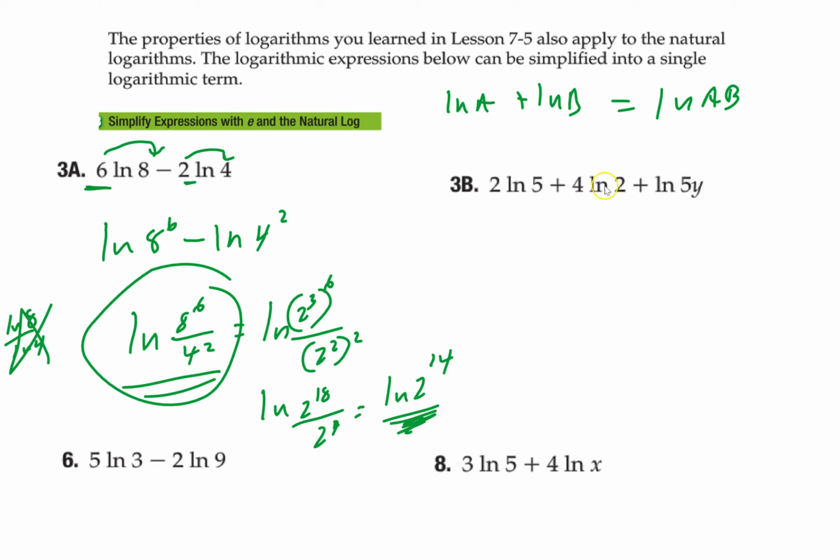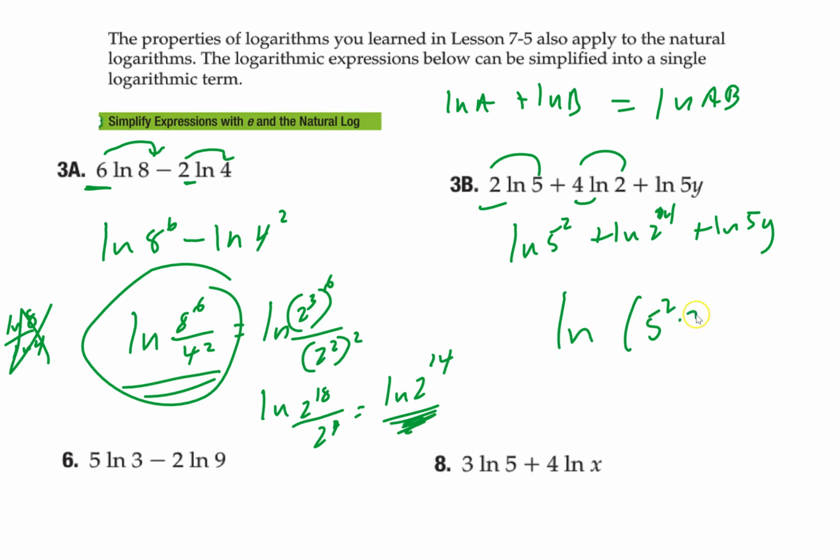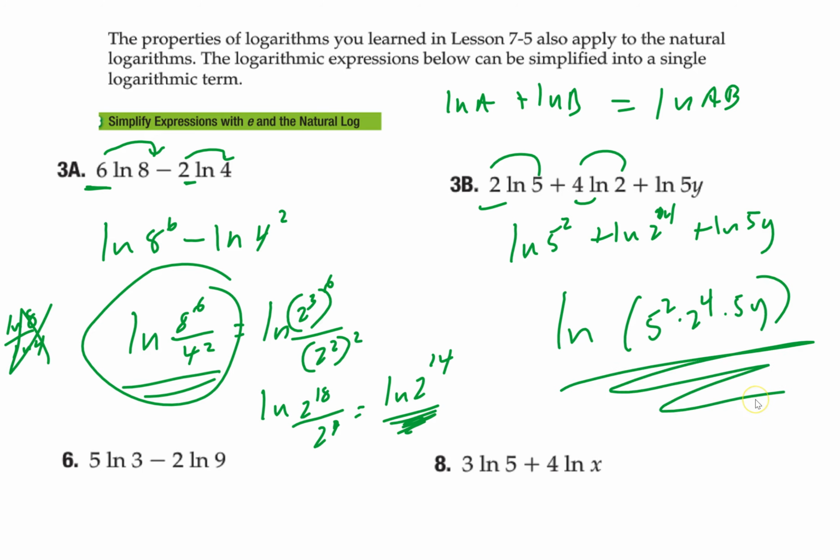Let's look at this one. Same idea, let's condense it. Let's practice condensing. First, these powers go to the front. I love that rule. So natural log of 5 squared, which is 25. Natural log of 2 to the 4th, which is 16. Plus natural log of 5y. So we have all this, and it's all plus. That means multiply it all. So I write one big natural log of 5 squared times 2 to the 4th times 5y. I don't know what that is, I'm just going to leave it like that.